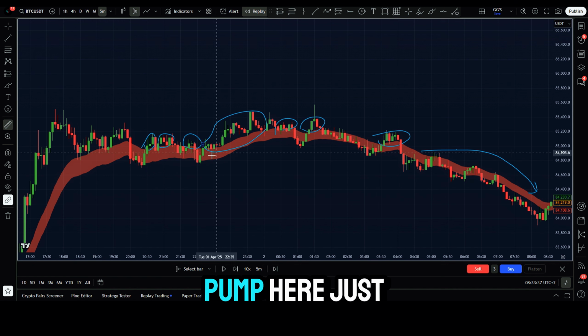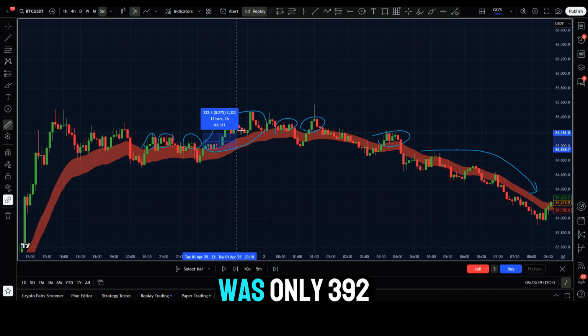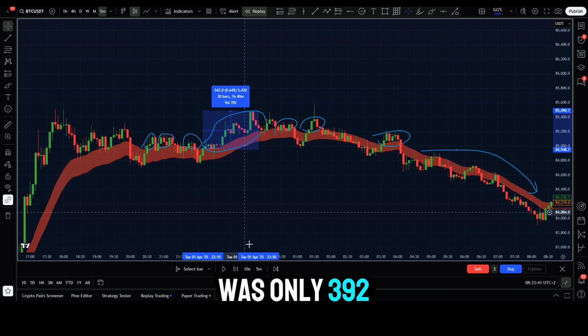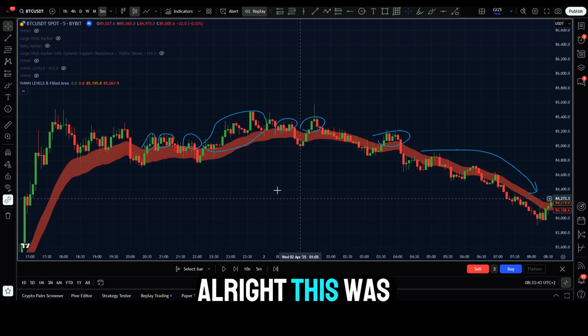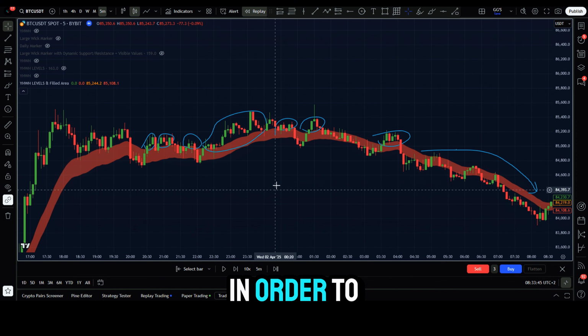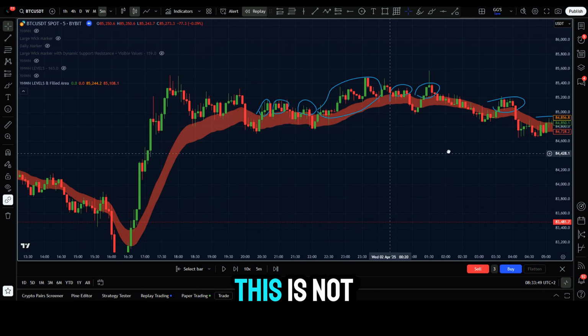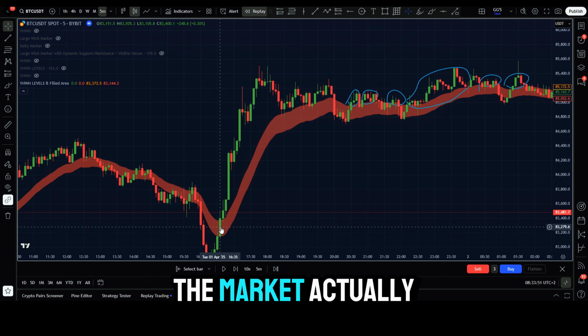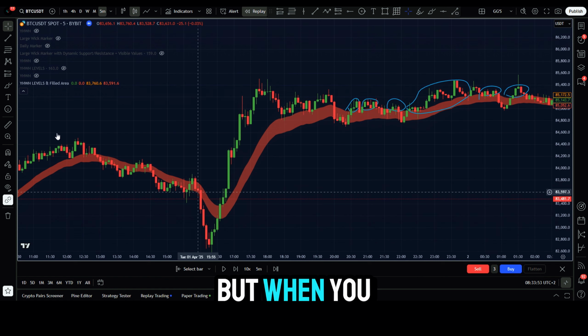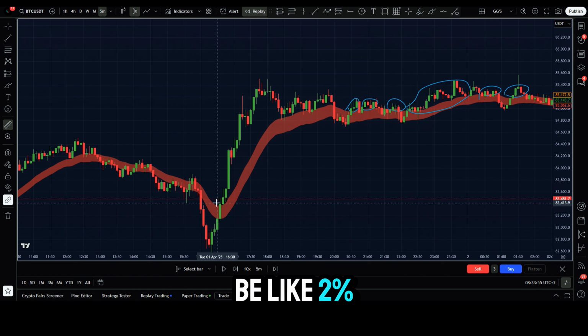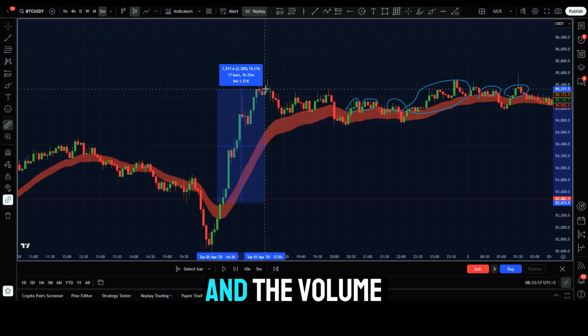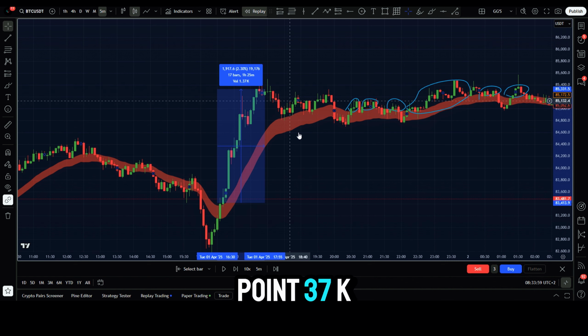Even this big pump here, just to pump this, was only 392. This was the volume we had in order to have that result. Now you're seeing why even this is not a fake out. It's clearly not, the market actually went up. But when you check, this will be like 2%, and the volume is only 1.37K.